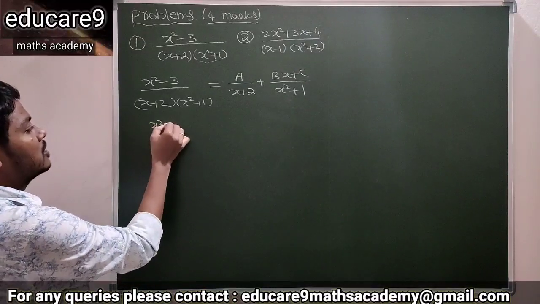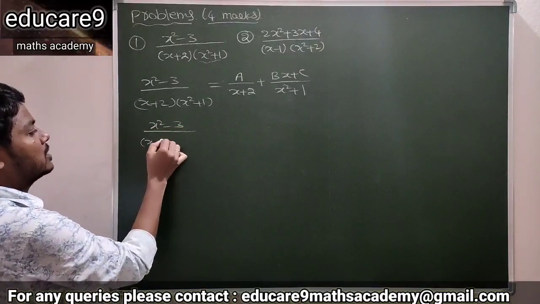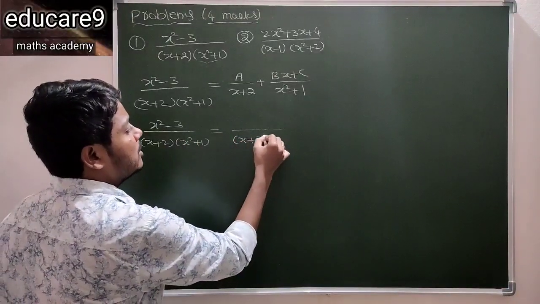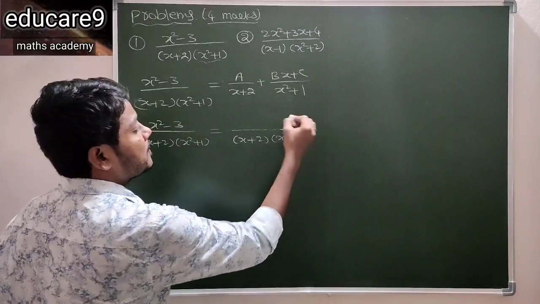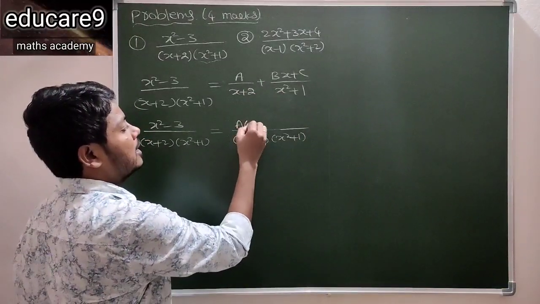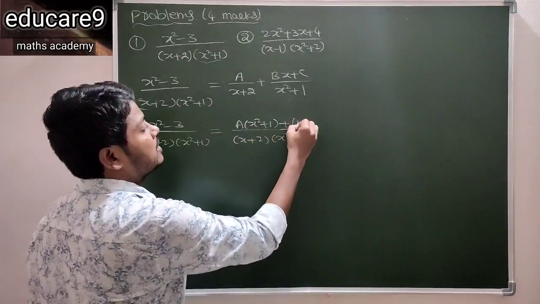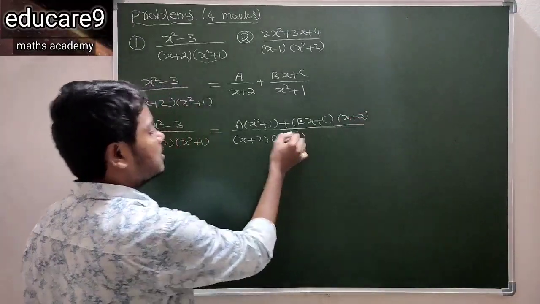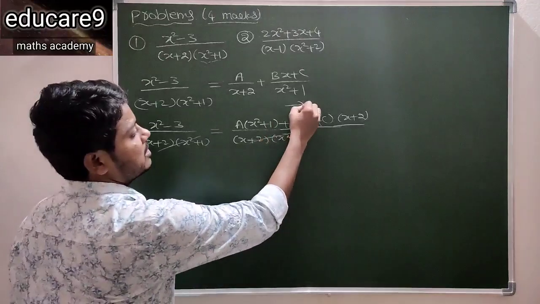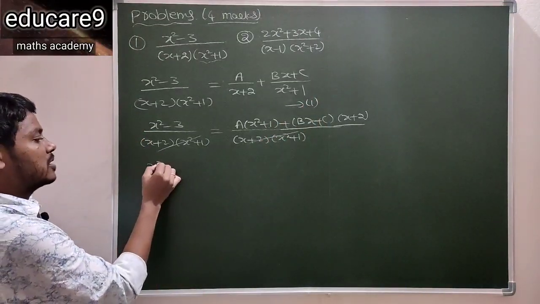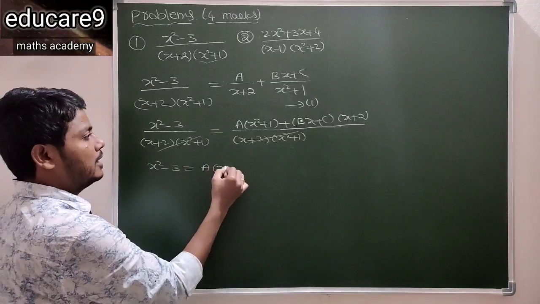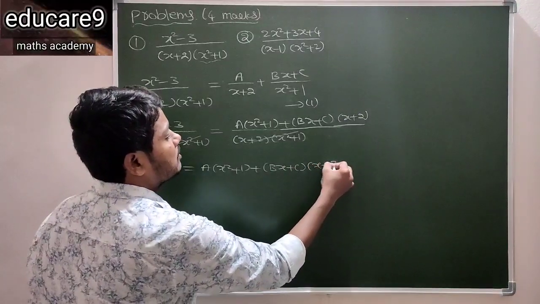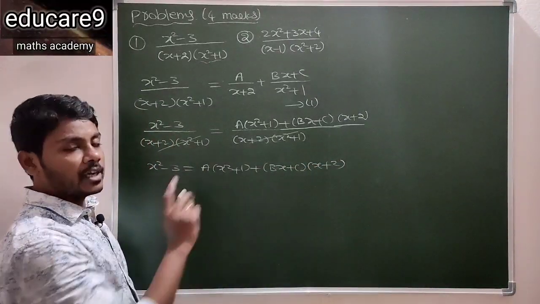Now this is x square minus 3 by x plus 2 into x square plus 1. So what is the LCM? x plus 2 into x square plus 1. So a into x square plus 1 plus bx plus c into x plus 2. So both denominators get cancelled. So this is equation 1. Now x square minus 3 is equal to a into x square plus 1 plus bx plus c into x plus 2. Here you need to find the values of a, b, c.